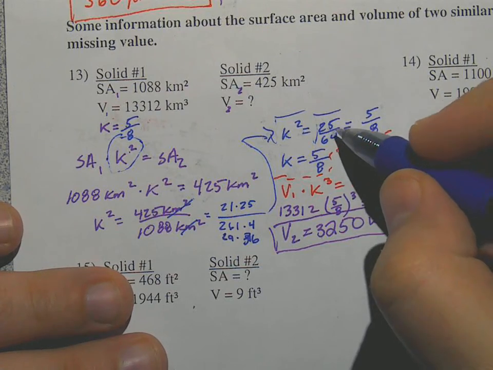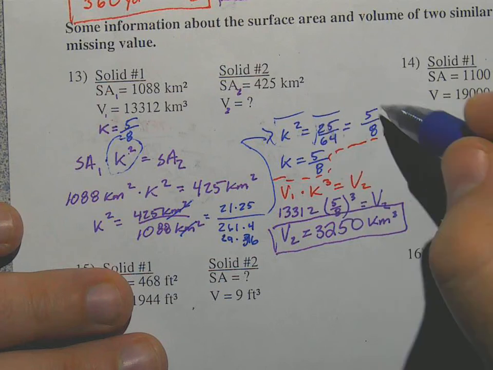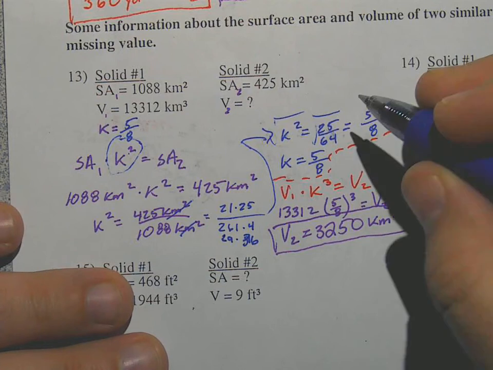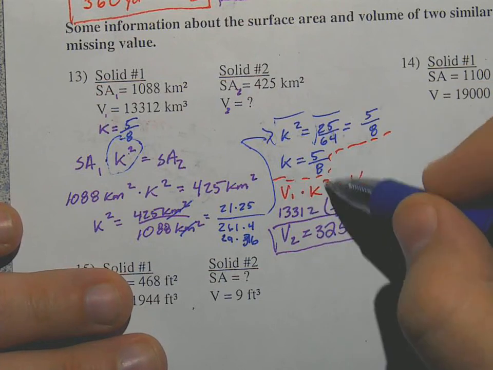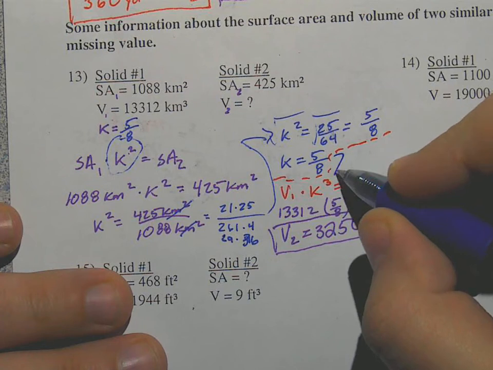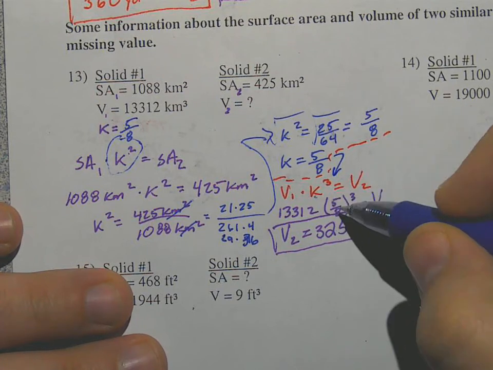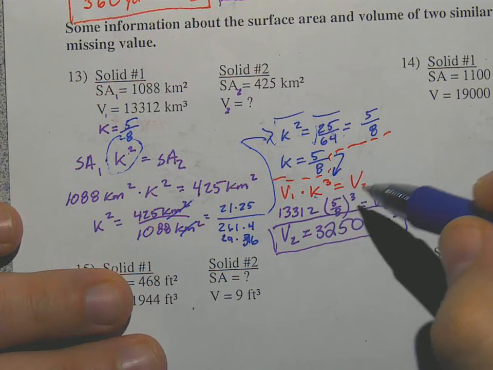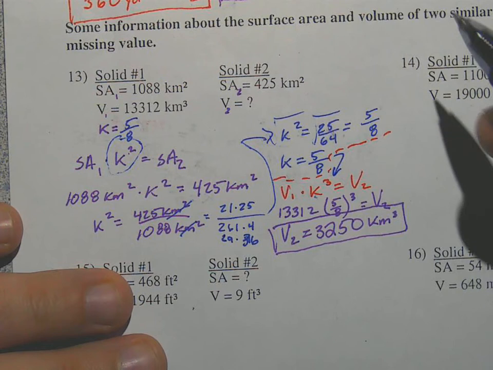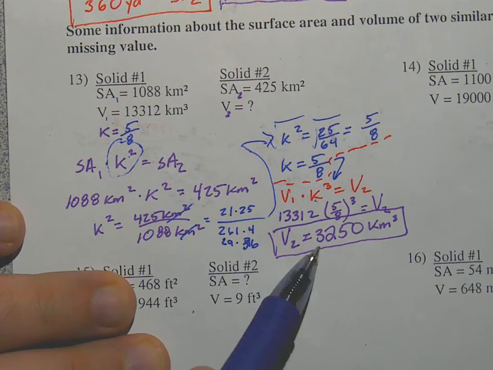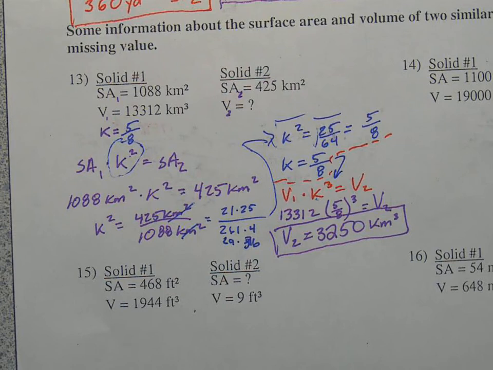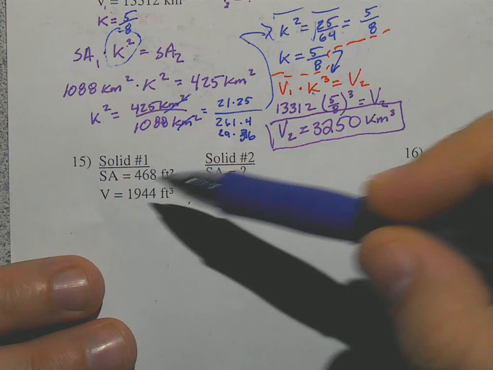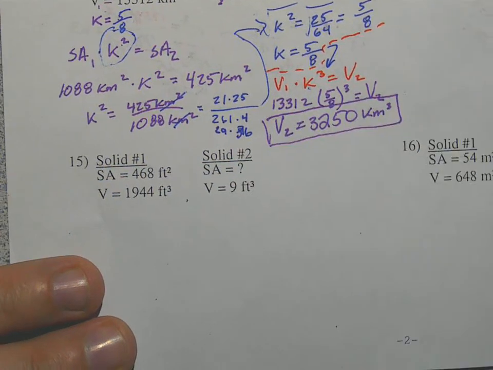And then I find, hey, I can reduce this to 25 over 64. And then the square root of that is going to be 5 over 8. So K equals 5 over 8. And then if I plug this back in to use this 5 over 8, I'm going to plug it in right here. Okay? Plug it into 5 right there, 5 over 8. And I'm going to get 312 times (5 over 8) cubed equals V2. And that'll be 3250 kilometers cubed.